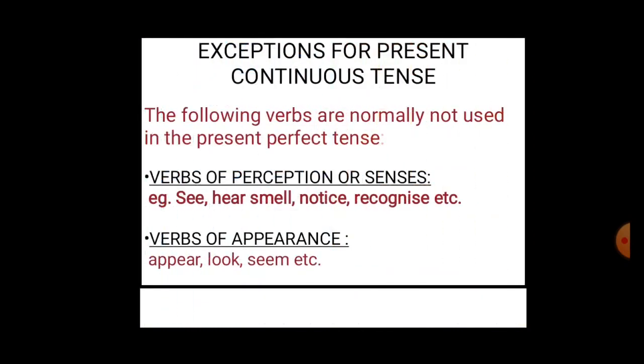Now let's see some exceptions for present continuous tense, which verbs we cannot use in present continuous tense. The following verbs are normally not used in the continuous tense. Now, let us see which are those verbs. Verbs of perception or senses, for example, see, hear, smell, notice, recognize, etc. Verbs of appearance like appear, look, seem, etc. So with these verbs, we cannot make a continuous tense.